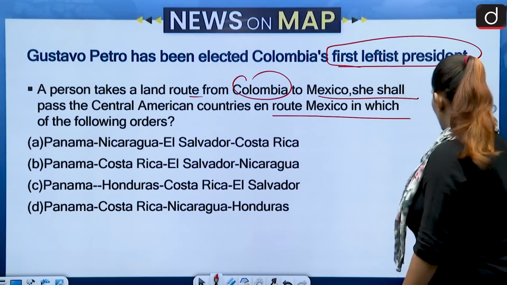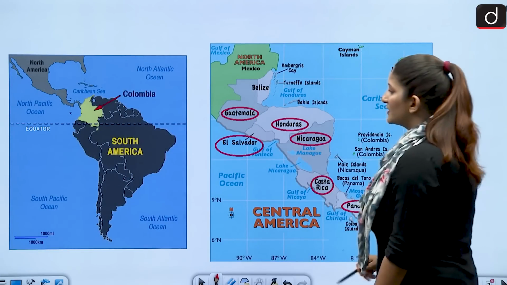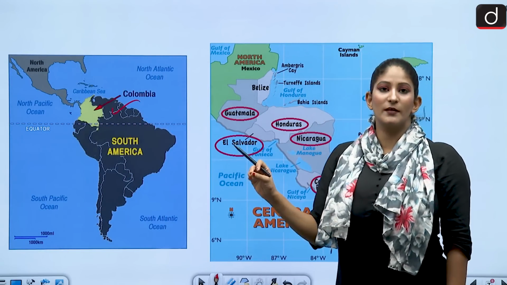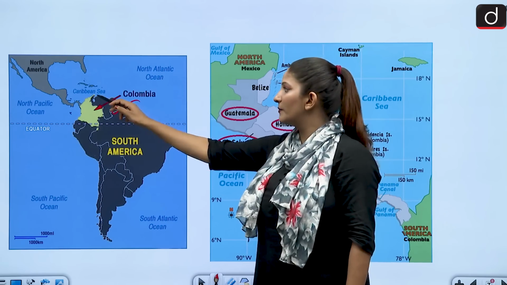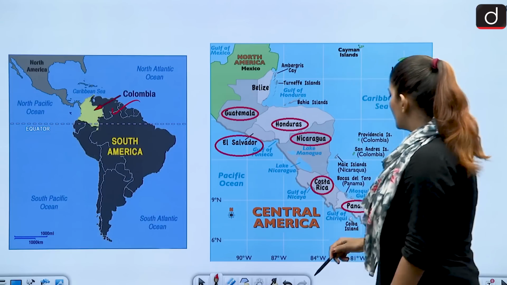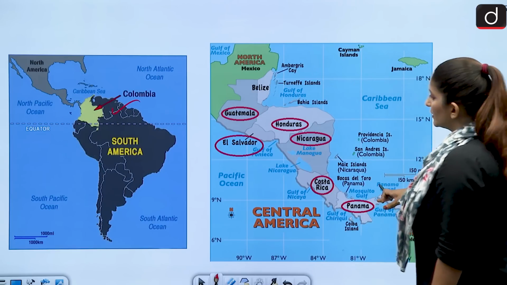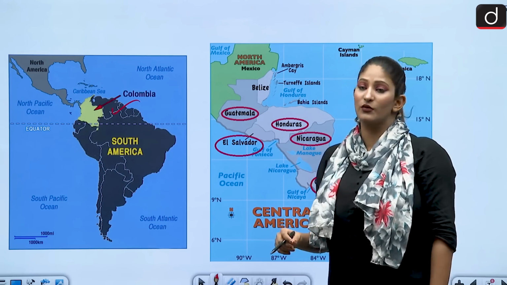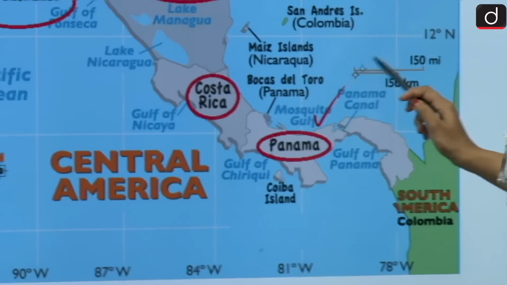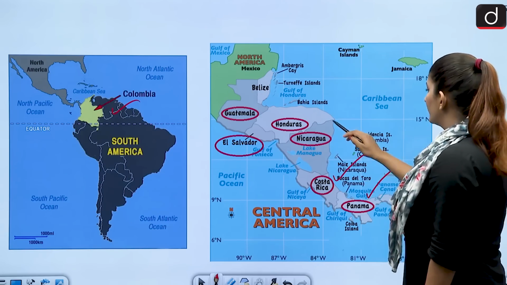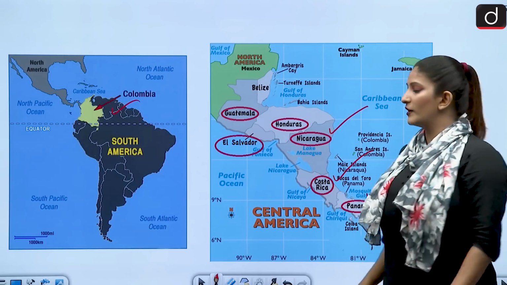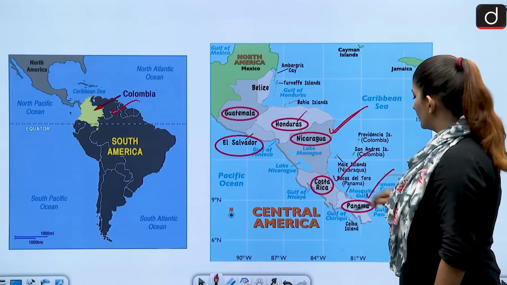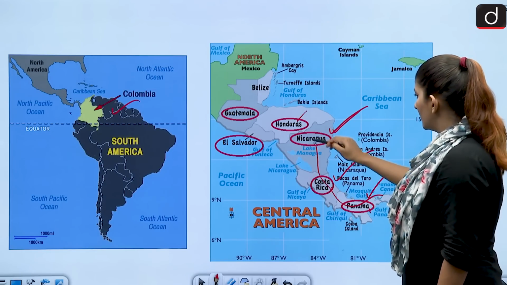Okay, so you see that Colombia is actually known as the gateway to the south because it connects the North American region with the help of Central American region. Okay, so here this particular question is going to ask you the order in which the person has to go if she has to go to Mexico. First is of course Panama, then Costa Rica, then Nicaragua. We have only 4 countries in each option: Panama, Costa Rica, Nicaragua, then Honduras. This is going to be the correct order, right?